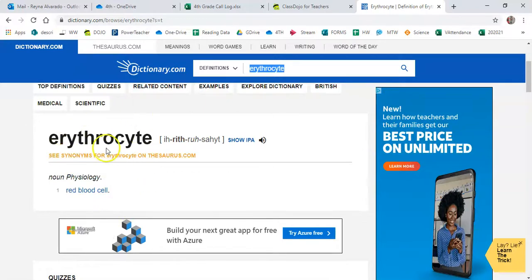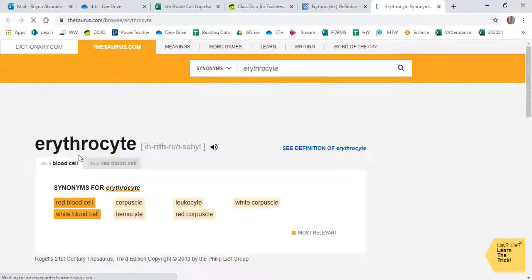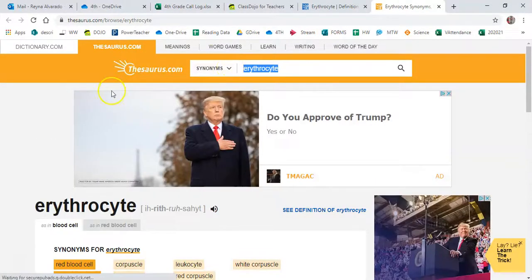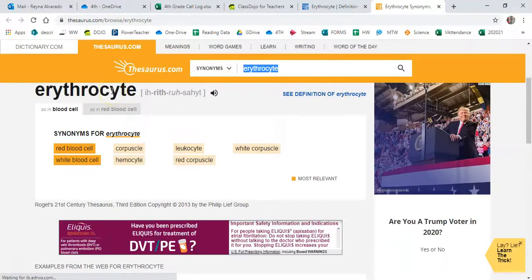So the word erythrocyte means a red blood cell. I'm going to give you time to write that down. Make sure you pause the video if you need to. Okay, so now let's find a synonym. Remember, we click on synonym, and it takes you straight to the thesaurus, just like we would have in class.